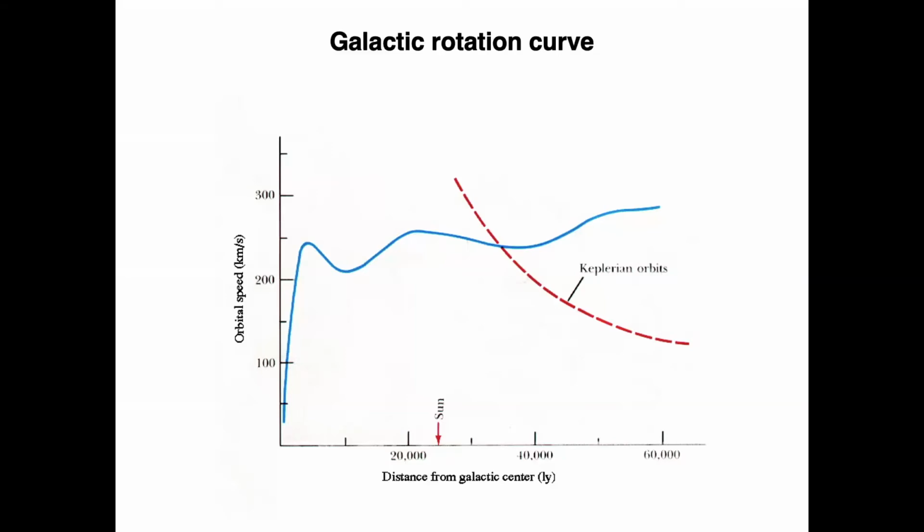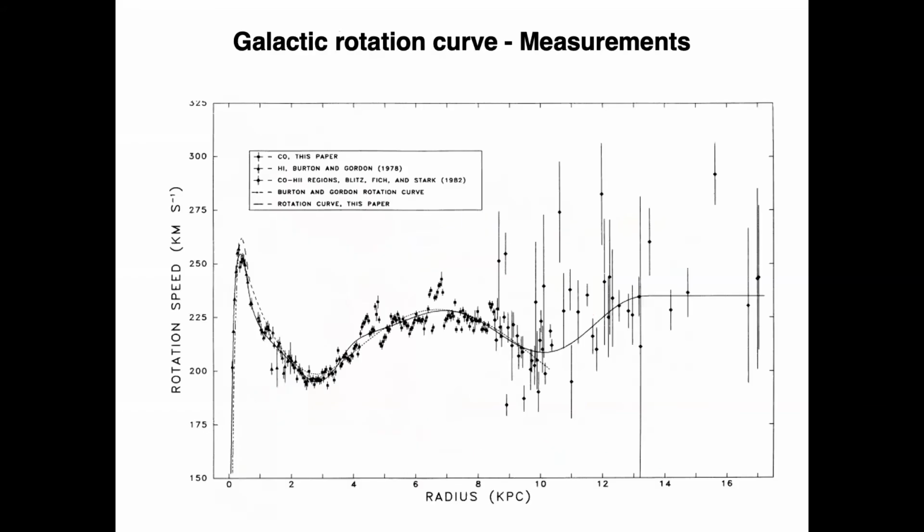So I said that this is the galaxy's rotation curve. You may have noticed that there is no data in there. There's just a curve. So how do we know that? Actually, of course, it was determined by measurements. So these are several measurements that were taken to define the galaxy rotation curve.